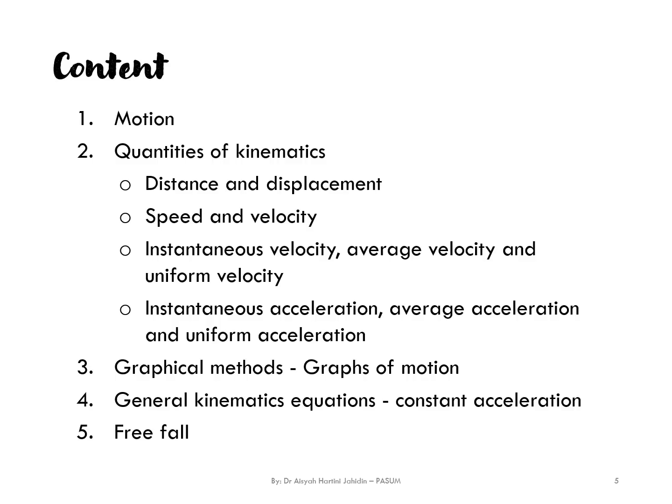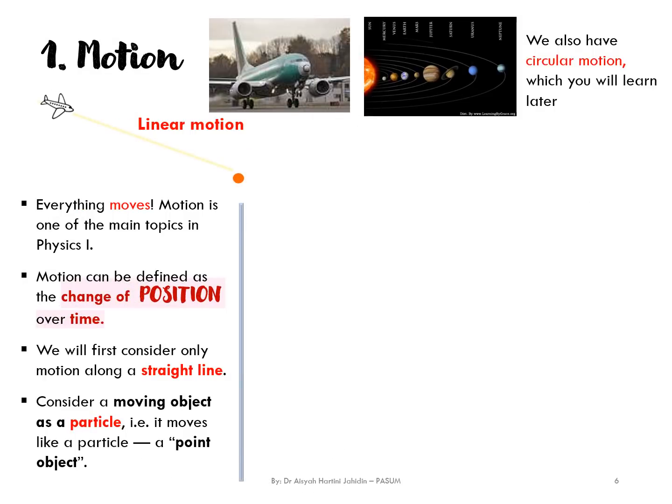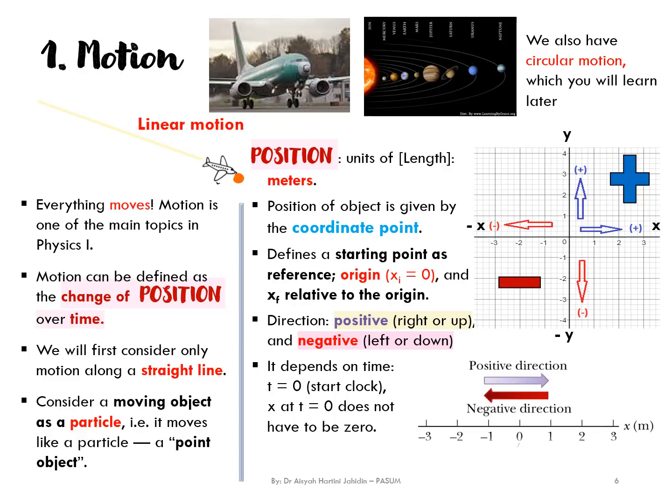This is the sub-content that will be covered in the first part of the lecture. Motion is the change of position over time. We consider a moving object as a particle, where it is best to represent it in a coordinate system. The direction is positive for the right or upwards and negative for the left or downwards. So we can write the position of a car that moves to the right as positive 2.5 meters, and negative 3 meters if the car moves to the left from the origin.